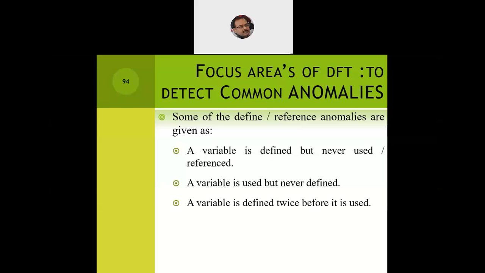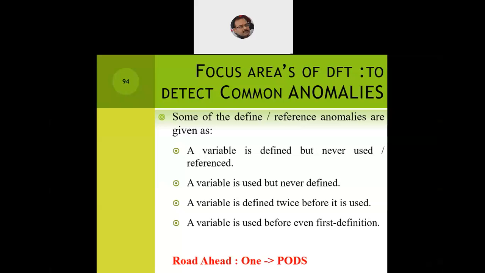A variable may be defined twice before it is used. Sometimes when you are writing code for a larger project, you tend to forget the many variables you have declared. So it may happen that the same variable which was declared once is defined twice, or the variable is used even before its first definition, which is normally a case of the scripting language. We have discussed one of the best solutions to overcome this problem of programming and scripting languages, which is what we call the PODS: one programming language, one operating system, one database, and one software as such.